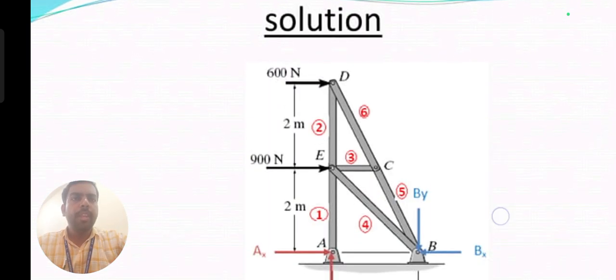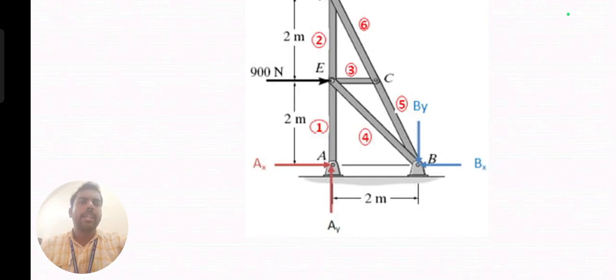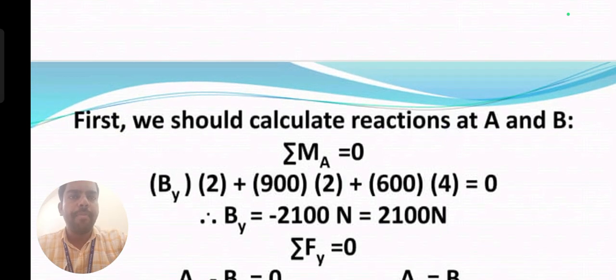See here, on the truss, in the top elevation, 600 Newton is acting on the G joint and 900 Newton is acting on the E point, and the reactions act at AX and AY. In this particular situation, the total number of members should be defined. How many members here? 1, 2, 3, 4, 5, 6. Six members are there here, and six members means 6 joints should be there.